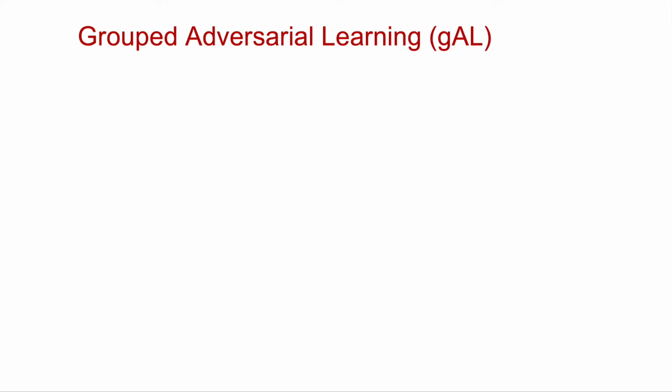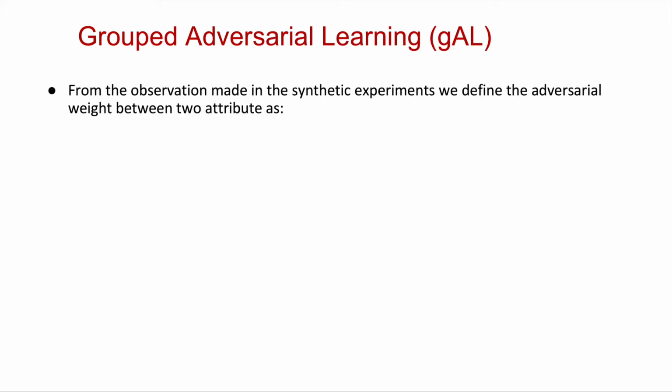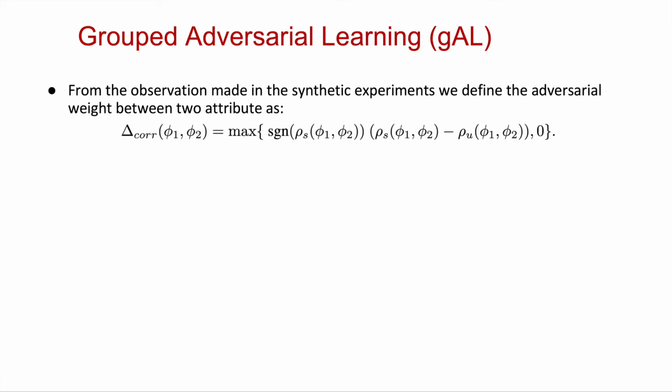Now, to the grouped adversarial learning, or GAL. From the observation made in the synthetic experiments, we define adversarial weight between two labels as given in this equation. Rho phi1, phi2 here is the correlation between the label 1 and 2 in seen classes or the train set, and rho u is the correlation between them in the test class or unseen class. Adversarial weight depends on the difference between these two correlation coefficients, and the max and sign terms here are there to make sure that when correlation increases in the same polarity, we should not use the adversarial technique.